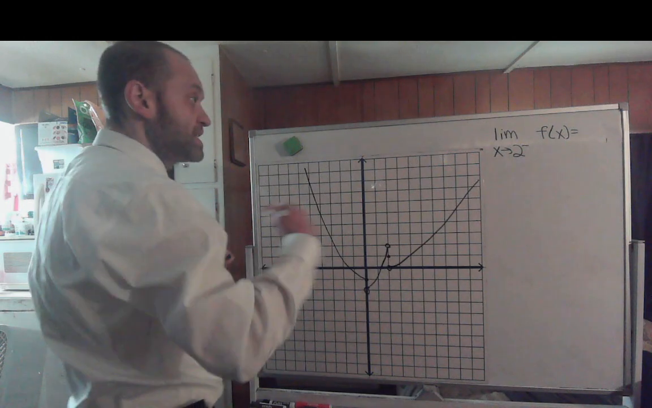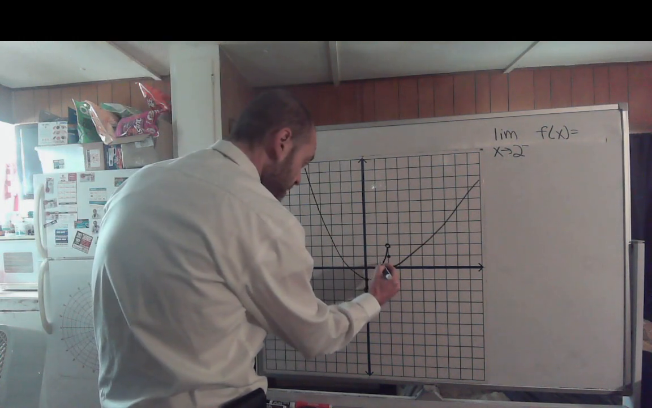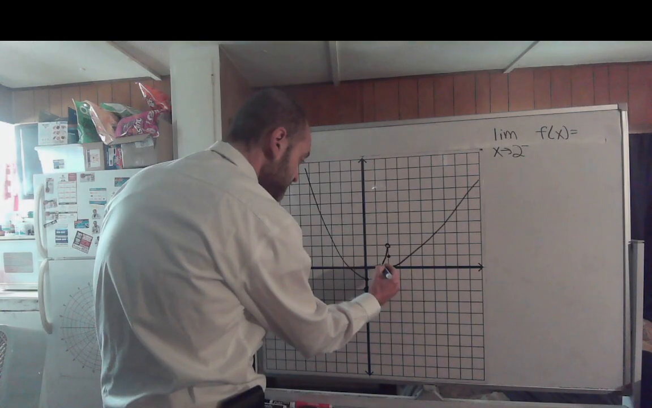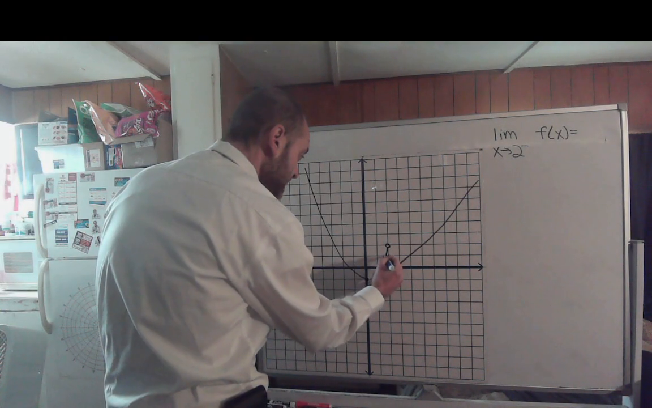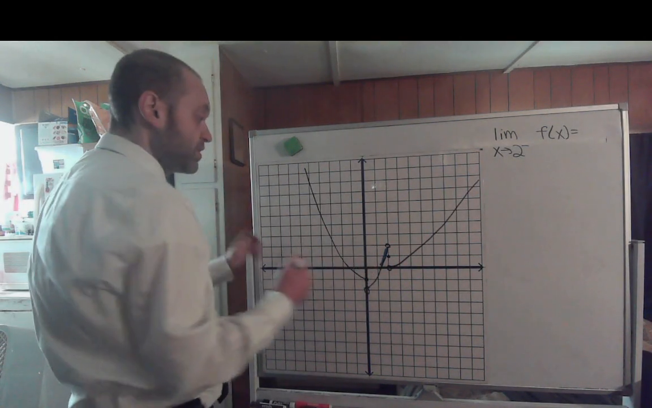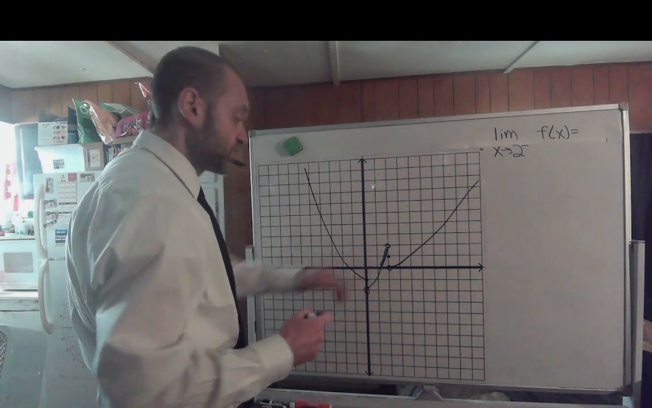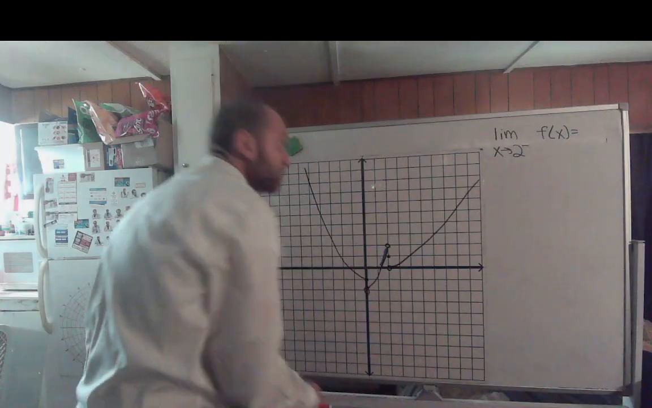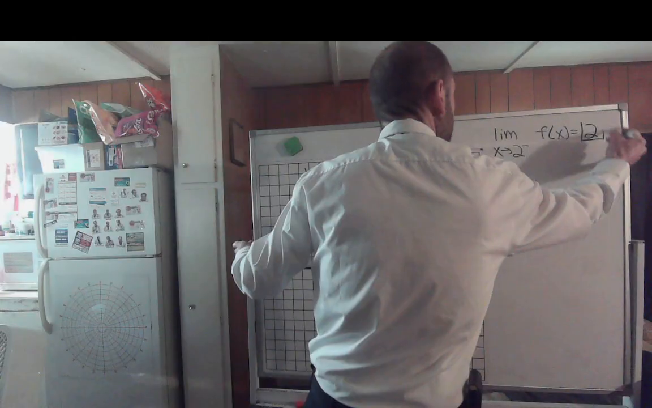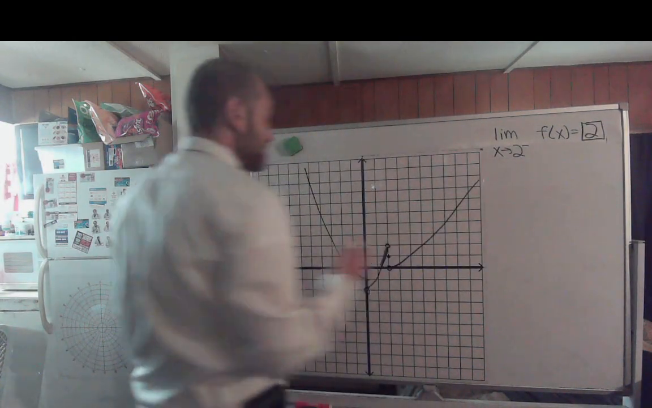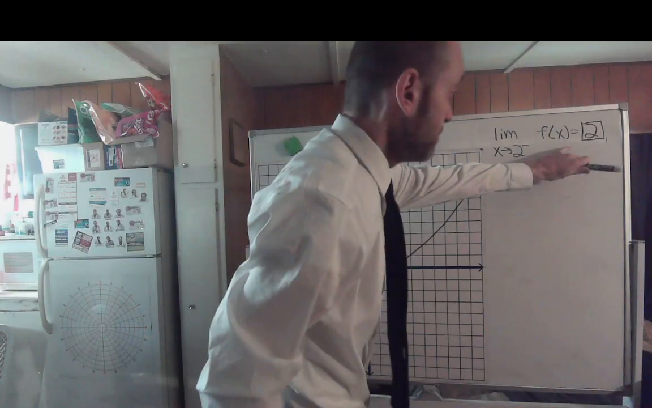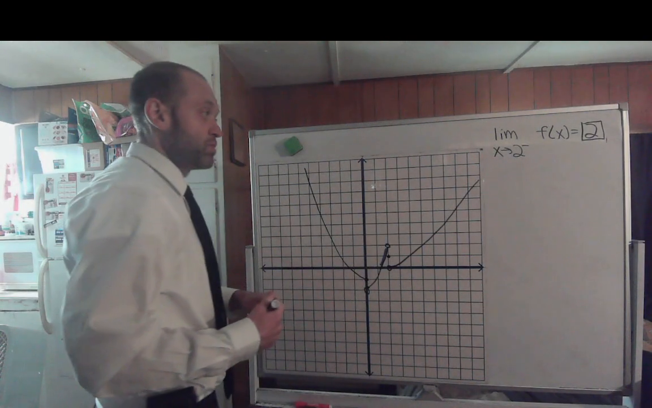So if I take my blue marker here and I trace along the graph from the left towards x equals 2, what value do I get for y if I'm going from the left? I get closer and closer to a y value of 2. So the left-handed limit of this function would end up getting close to 2, so my left-handed limit's 2.